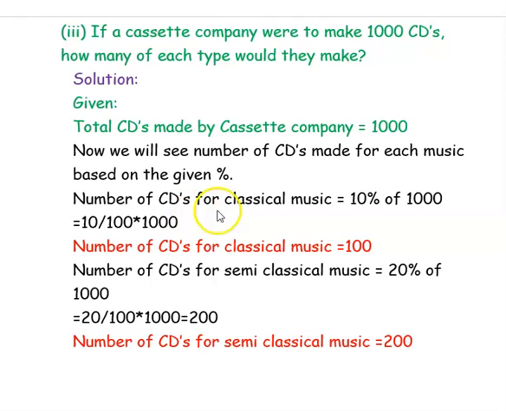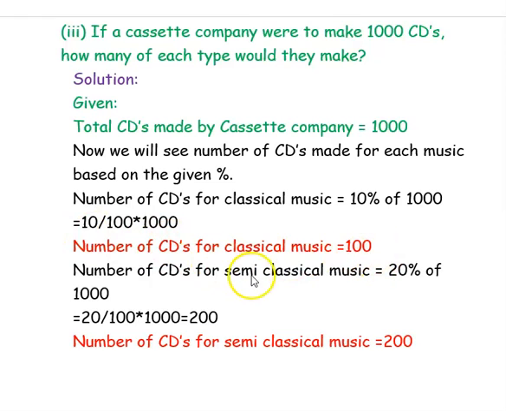The number of CDs for classical music is 10% of 1000, because for classical music they have given 10%. So 10% of 1000, that is 10 divided by 100 into 1000. If you finalize this, you will get the answer as 100. So the number of CDs the cassette company has made for classical music is 100 CDs.